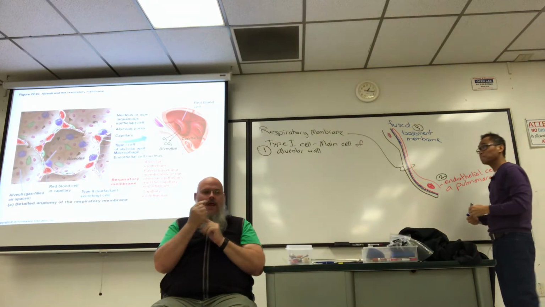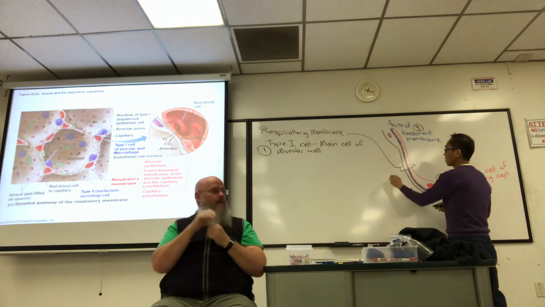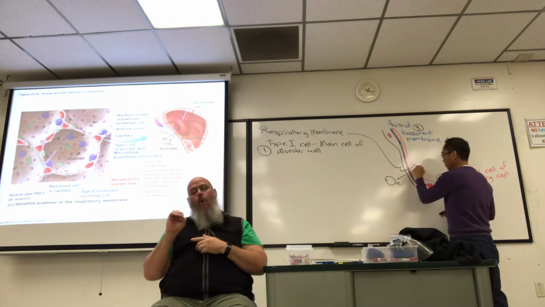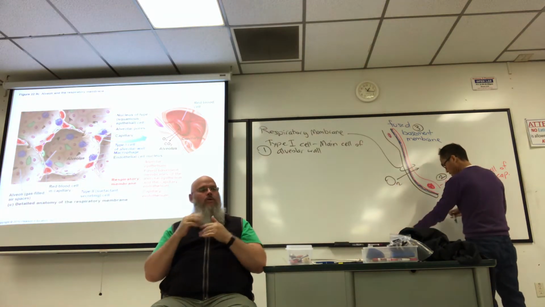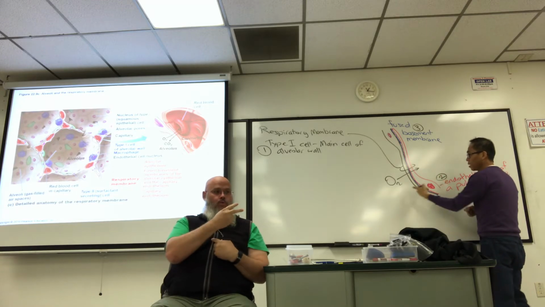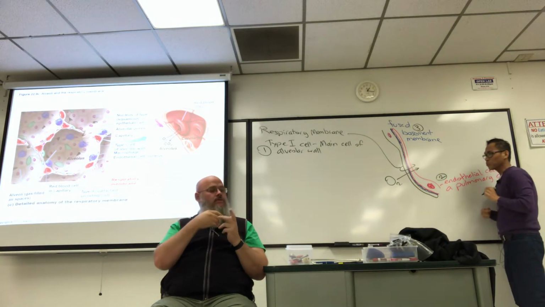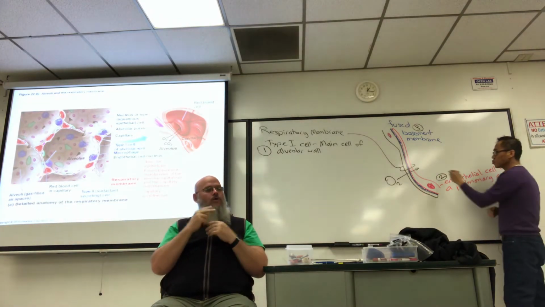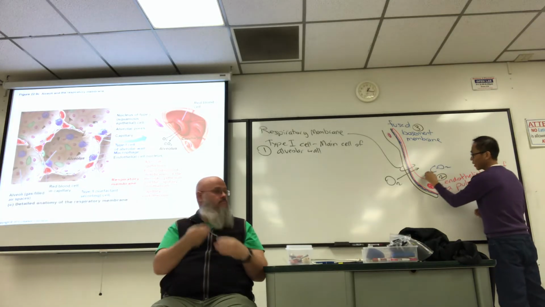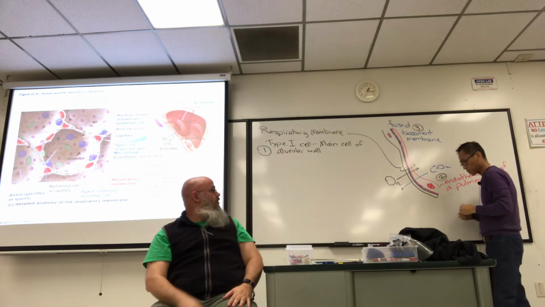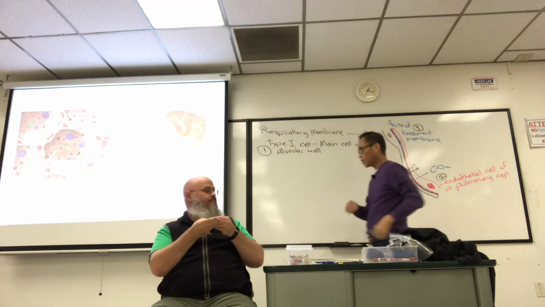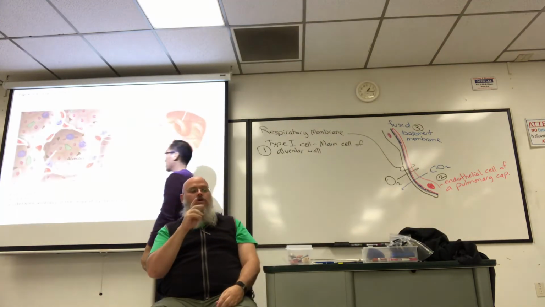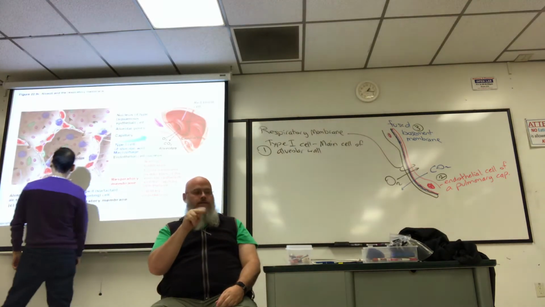O2 can be delivered to the blood, and CO2 can be dumped into the air, the little airspace, so you can breathe it off. CO2 goes the other way, and that's the gas exchange. We call that external respiration, correct? Let me define the other cells that are shown here.